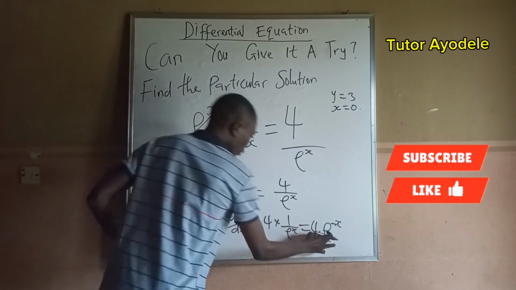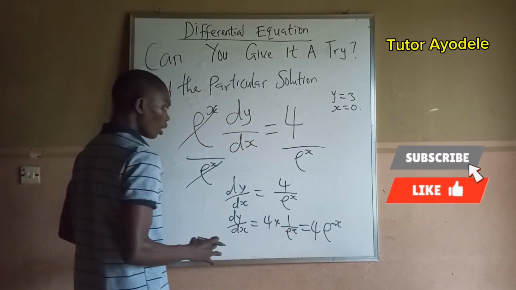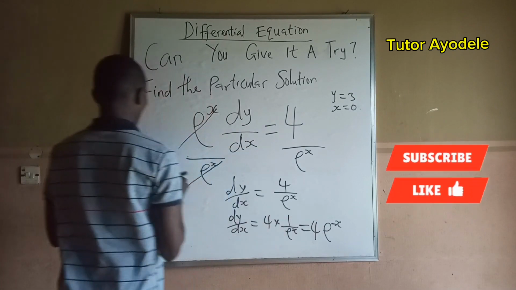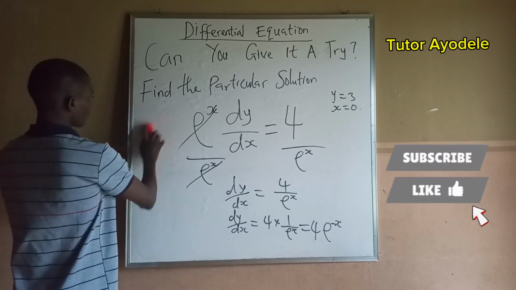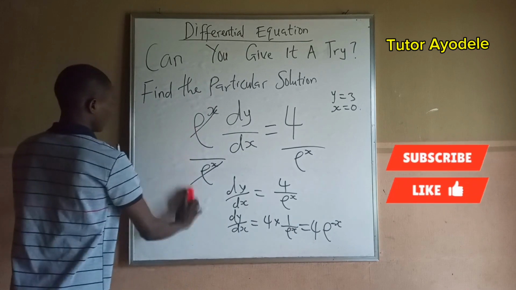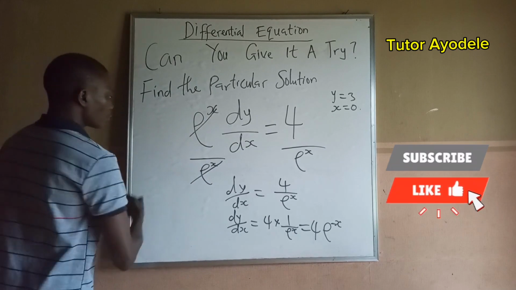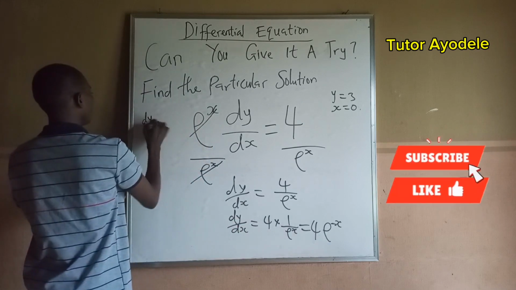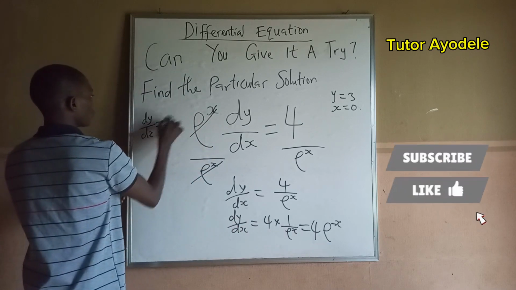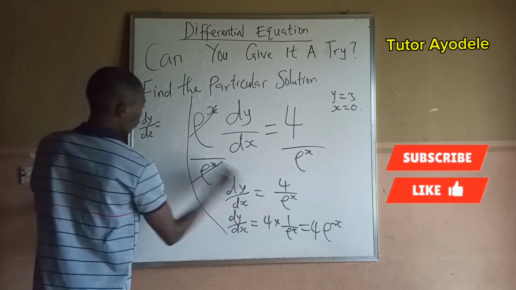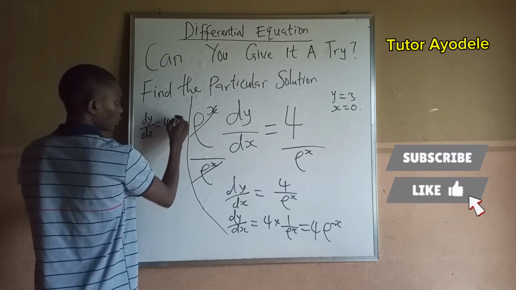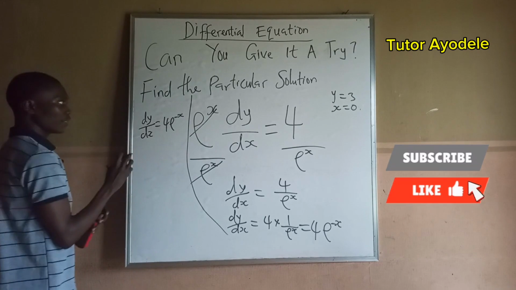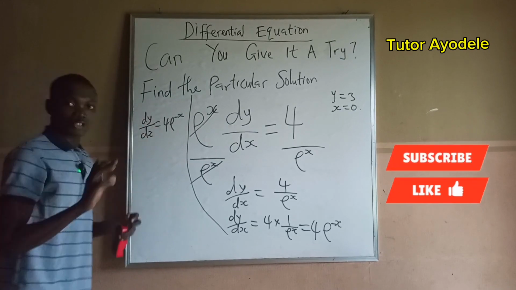All right, so I will need to integrate this. Let me erase this part and manage this small space. Given that dy/dx is equal to this, that is dy over dx equals 4 exponential minus x.